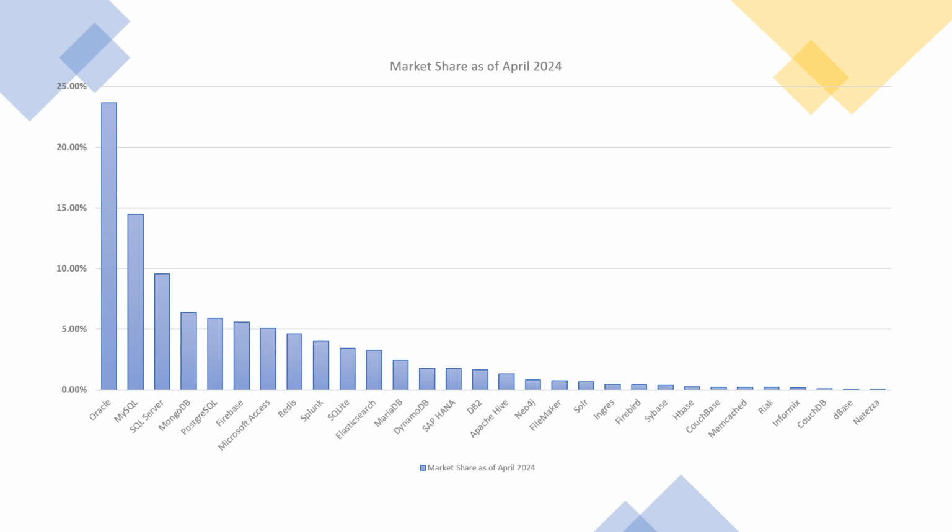As of April of this year, here's the distribution of market share of major database types. This data is available and published on GitHub as part of a project that looks at different development and scripting environments.